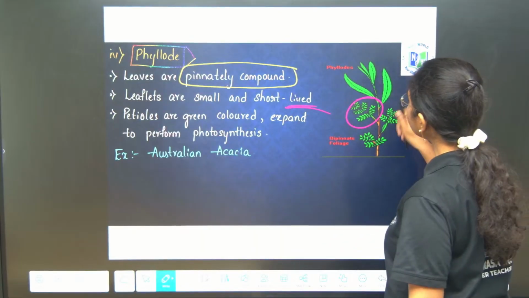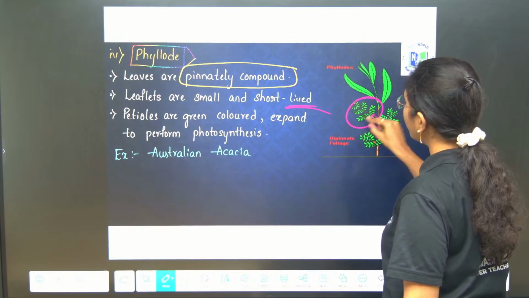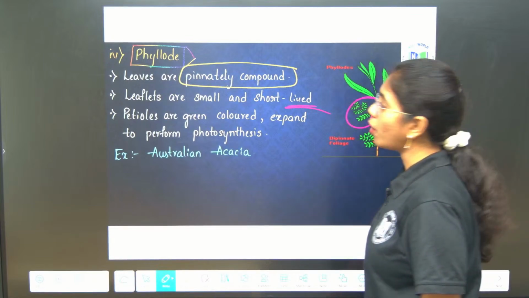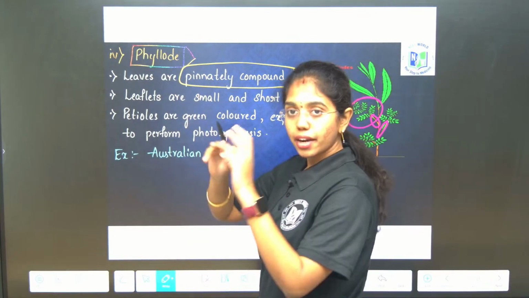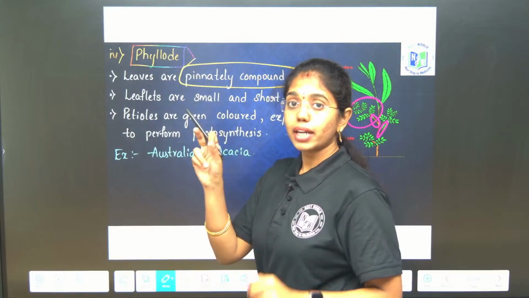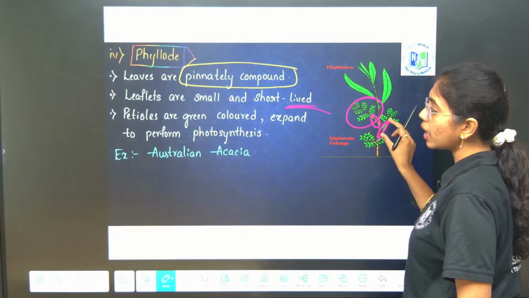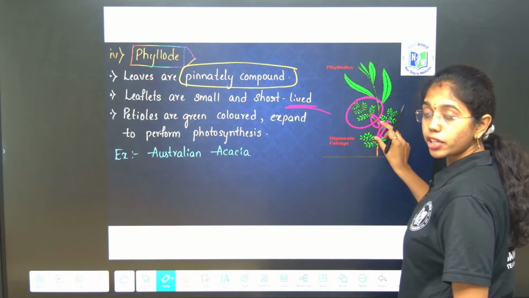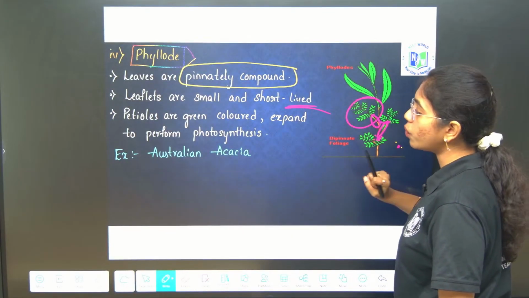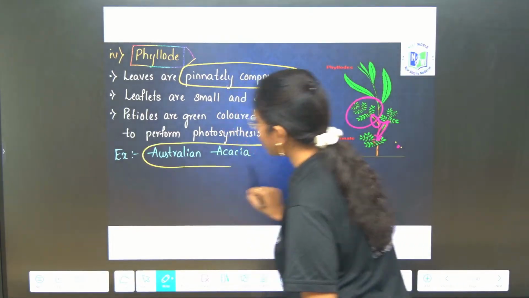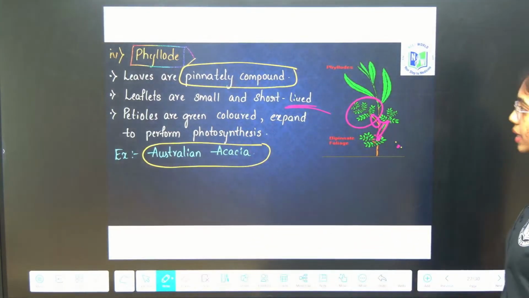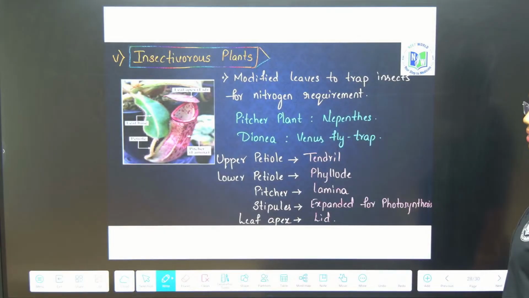Here petioles are green colored. Can you see here? Petioles are green colored and they perform photosynthesis. Leaves are reduced and short lived, and the petiole part is swollen and it conducts photosynthesis. Petiole is expanded, green, and it conducts photosynthesis. Example is Australian acacia. Australian acacia is the example.